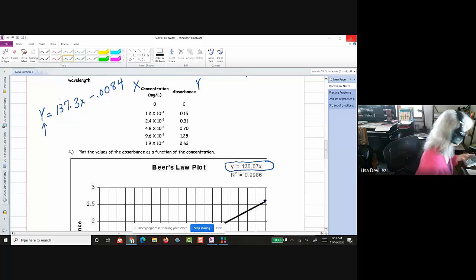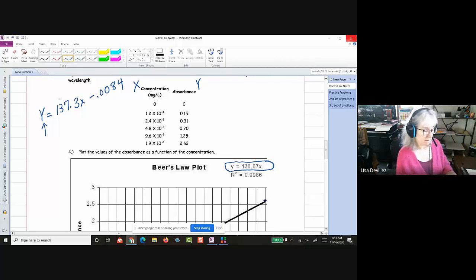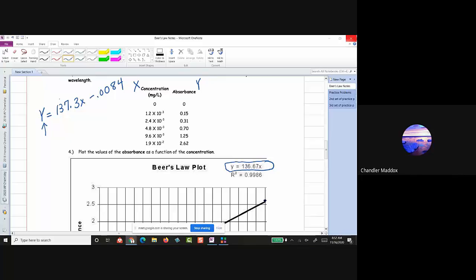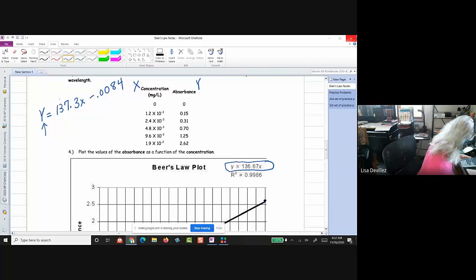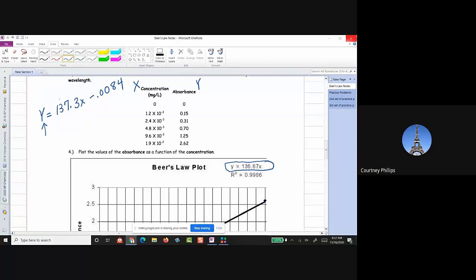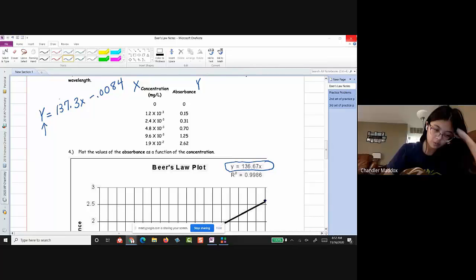Oh, and that gives me a different value. Huh. Let me go back and check. All right, I think I got mine to work. Okay. Are you getting the same equation? Let me look. When I did it, I got y equals 137.61x minus 0.0123. Okay, so that's close to what you got.